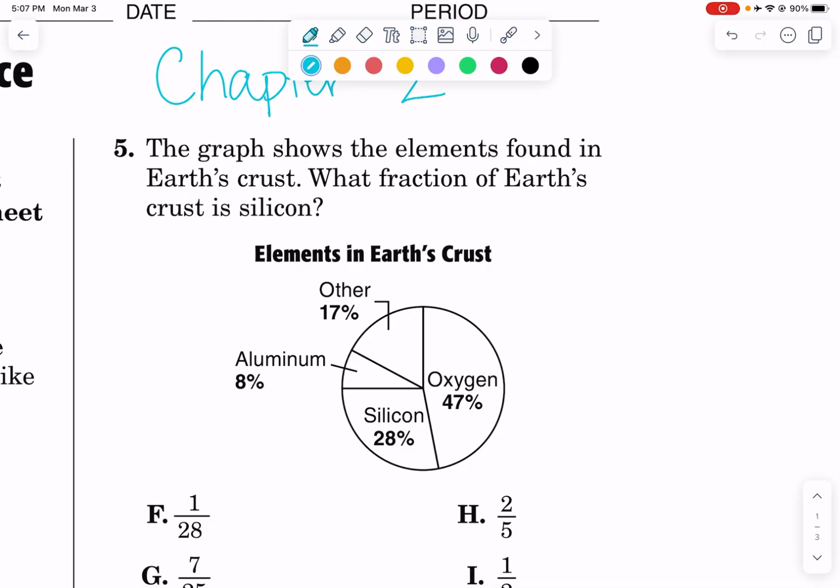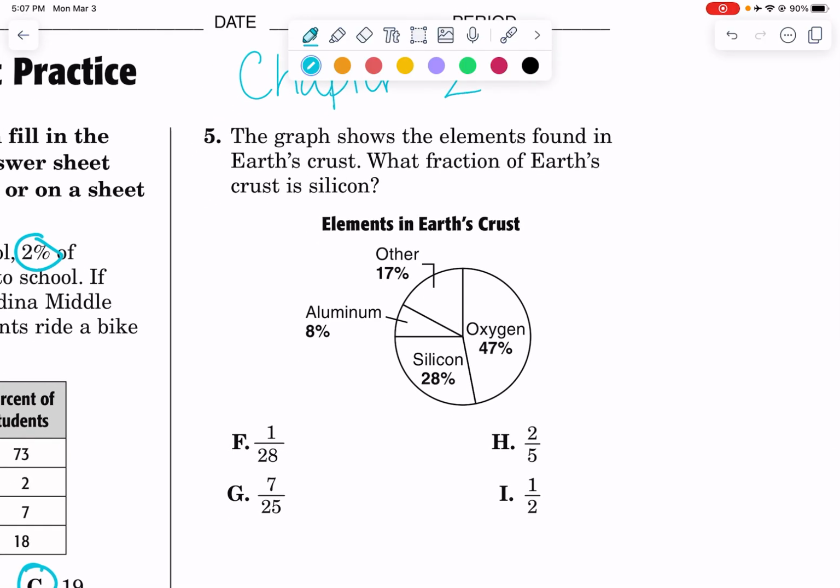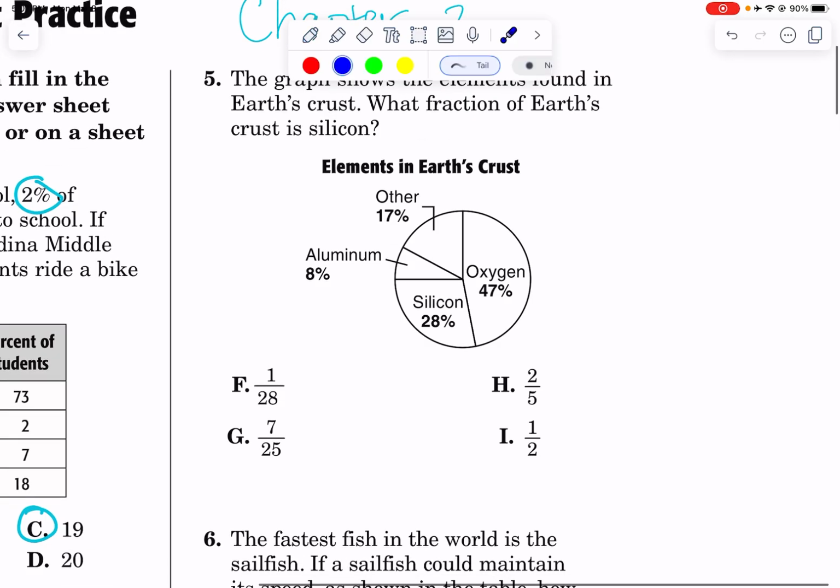The graph shows the elements found in Earth's crust. What fraction of Earth's crust is silicon? So right here I see silicon is 28%. So I need to convert that to a fraction. Well, before I jump in, let's do some thinking. 28% is less than half. Okay, are there any of these choices that I can eliminate?